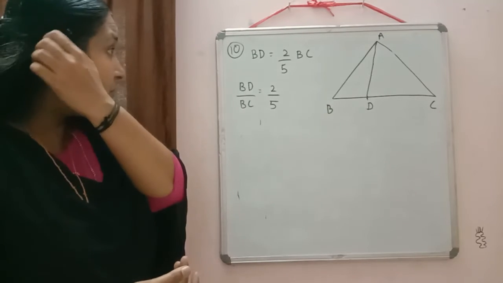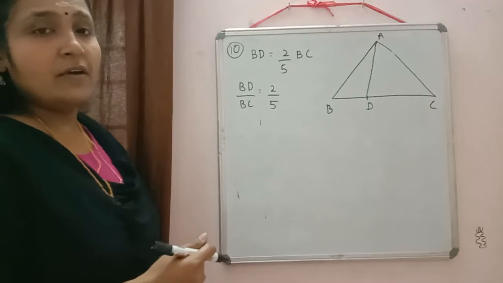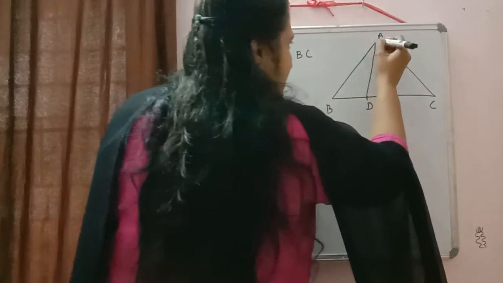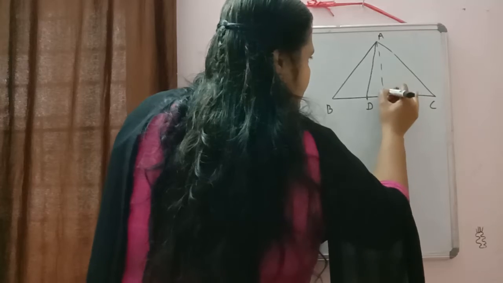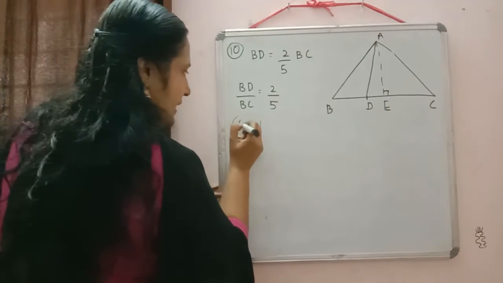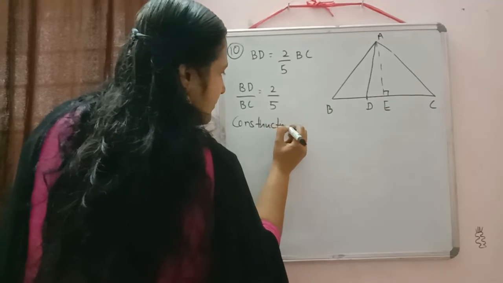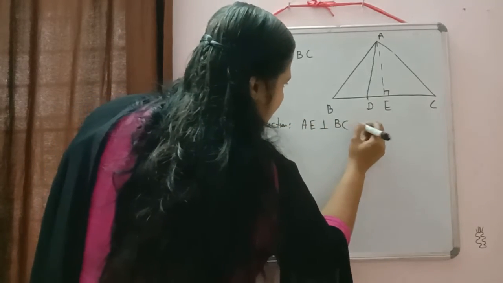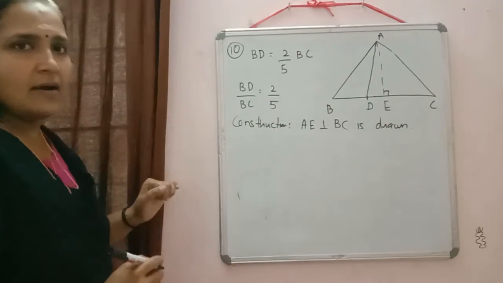But here we don't have a right triangle where we can use Pythagoras theorem. So what do we need? A construction is required. So just draw AE perpendicular to BC. Here write down the construction: AE perpendicular to BC is drawn.